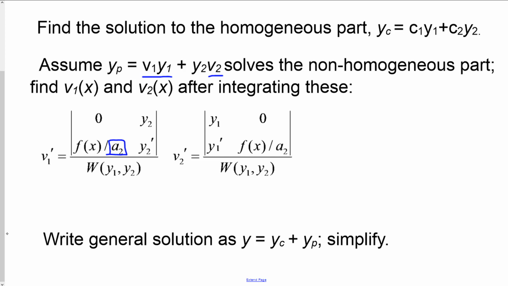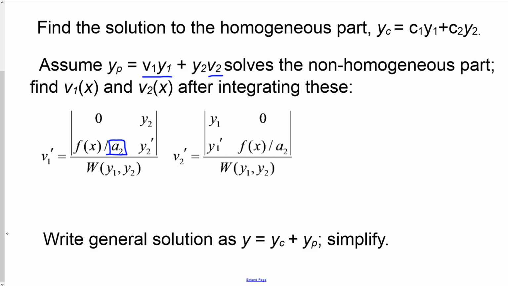Once you simplify v sub 2 prime, then you're going to integrate it to find your v sub 1 of x function and your v sub 2 of x function, both will be known to you. Once you've got that, write y sub p, going back to what was your assumption, and then simplify if possible. There is no guarantee that y sub p in this form will be linearly independent of y sub c. So sometimes you can eliminate terms on the right that are already included in y sub c. They're just not needed both places.